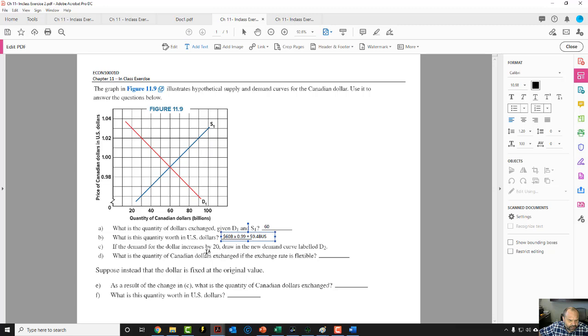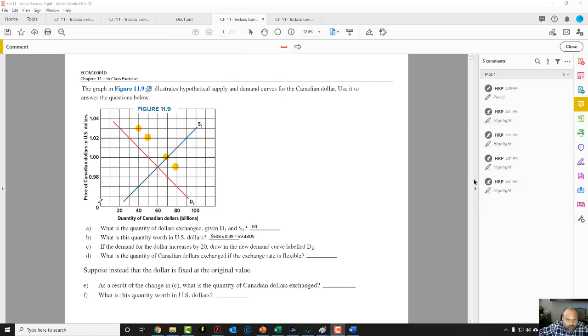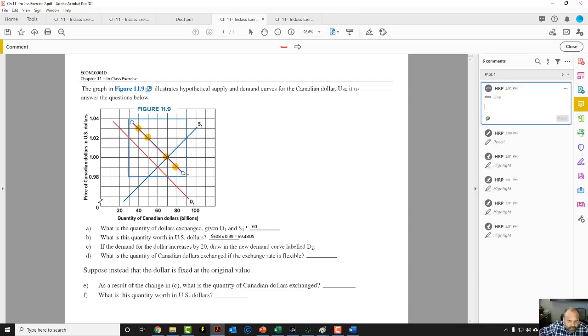Okay, now it says that the demand for the dollar increases by 20. So they're saying that at each price or exchange rate here, the demand for the dollar will increase by 20. So that's 2 squares here. So it wants us to draw the new demand curve and label it D2. So to do that, we will just draw a few points to the right of the old demand curve that are 2 boxes over. So we got a point here, a point here, and a point here. And so the new demand curve will be a line going through these points like that. And so this will be D2, okay?